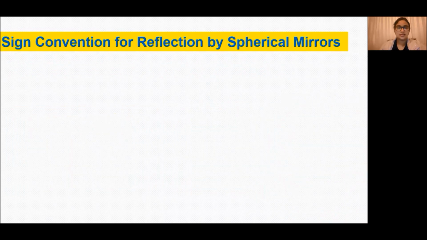Next is sign convention. While studying the formation of images by spherical mirrors, a set of sign conventions is needed to learn, which is required to measure the focal length, image distance, object distance, and the magnification of the mirror.